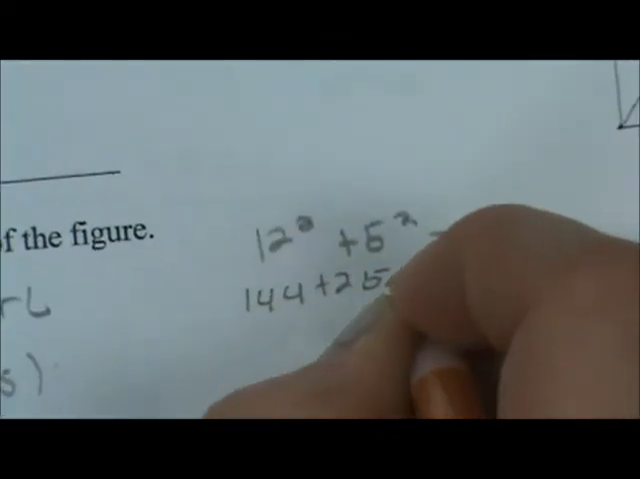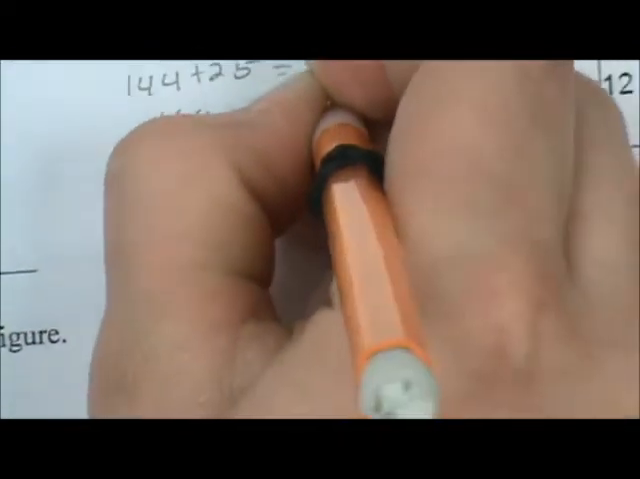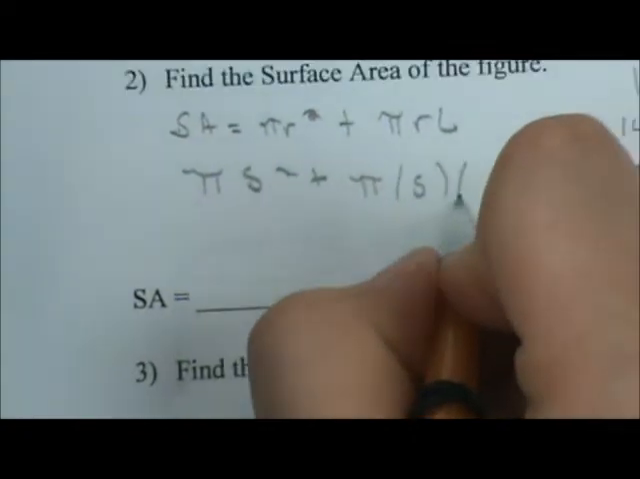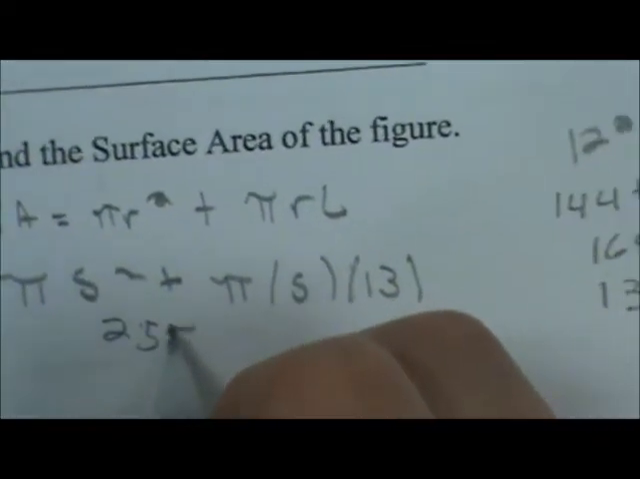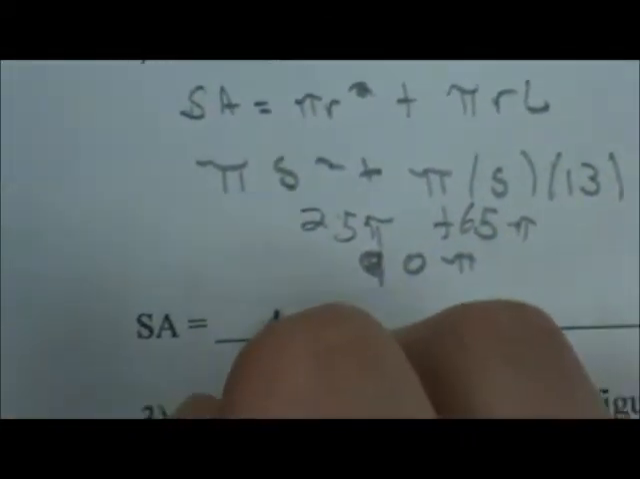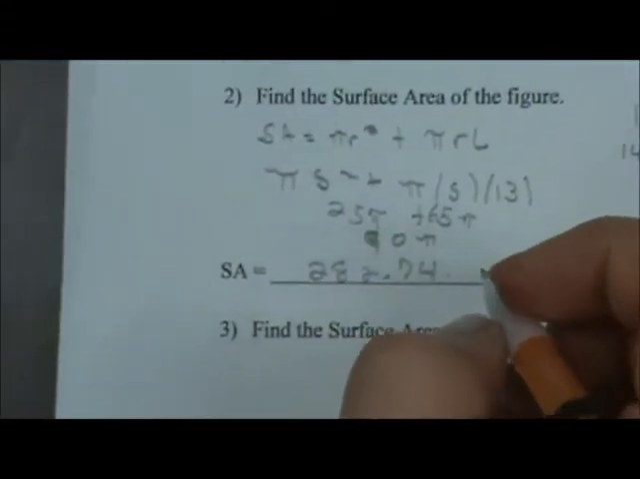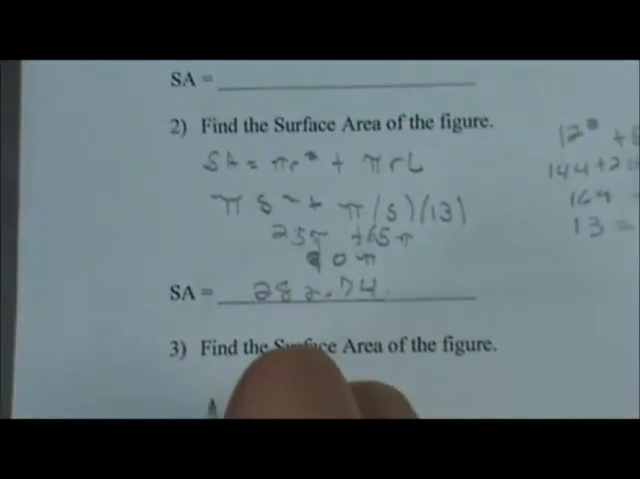pi, and then to find that other height, we have to do the Pythagorean theorem. So 12 squared plus 5 squared equals L squared, 144 plus 25 equals L squared, and 169 equals L squared, and 13 is going to equal L. So after we plug everything in, surface area is going to equal 282.74.